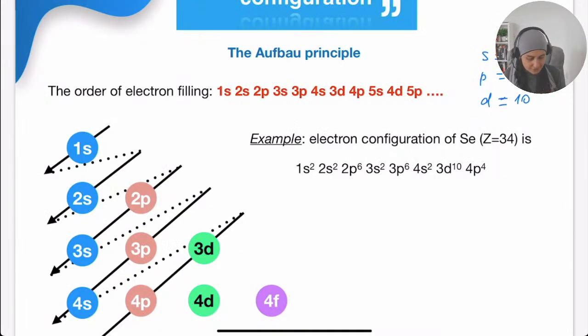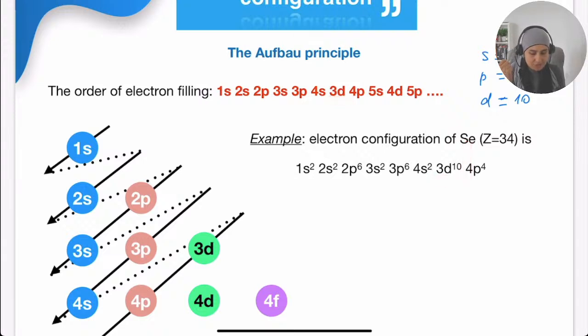So I start filling in the orbitals in that order. 1s2, then 2s2, 2p6, the maximum number on p. I have accommodated 10 electrons, 2 plus 2 plus 6, out of 34. I continue: 3s2, 3p6, 4s2. That's 10 plus 2 plus 6 plus 2, so 20 electrons so far. The next one is 3d10, so now I have 30 electrons.